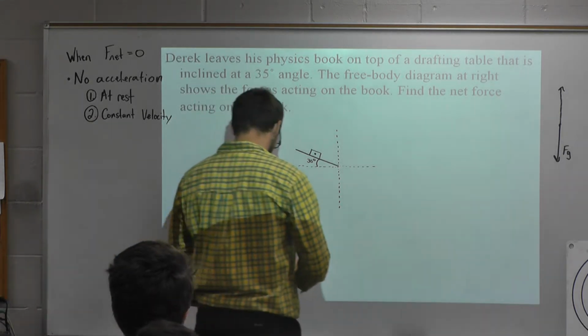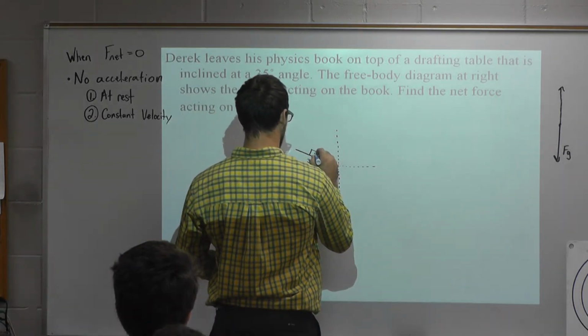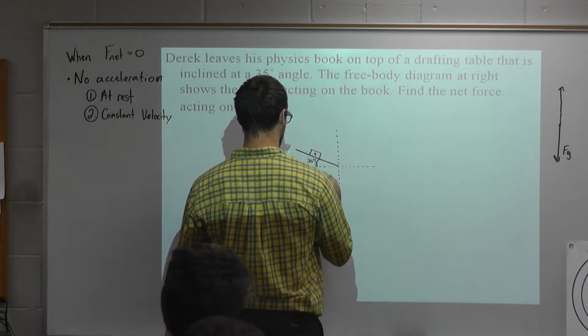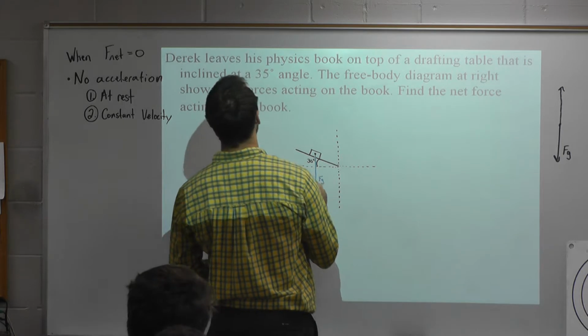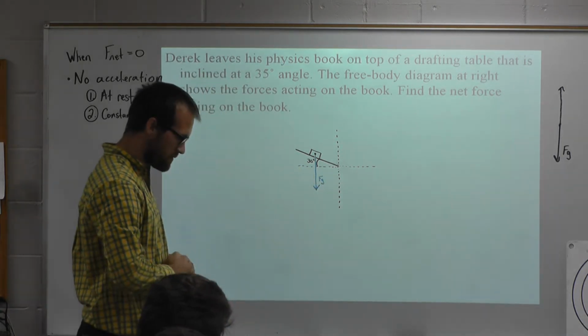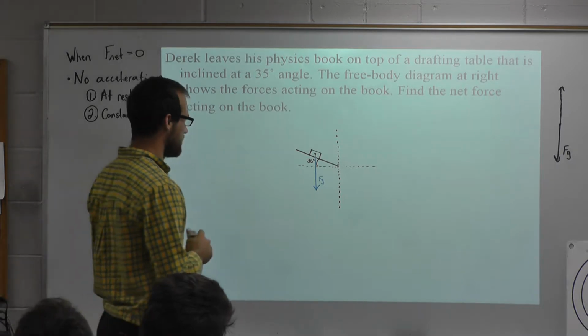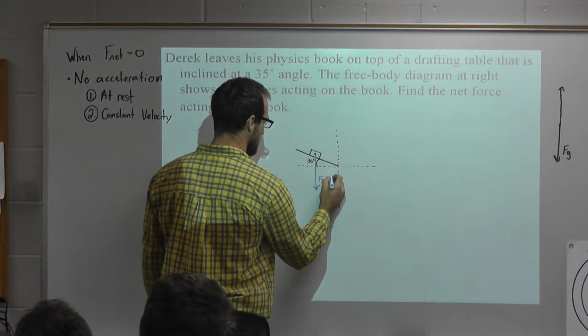Gravity. Okay, so the force of gravity is going to be straight down, correct? Always? Yes. We'll say FG. Did they tell us what that is? No, they should have. I'm going to write what it is. 22 newtons.